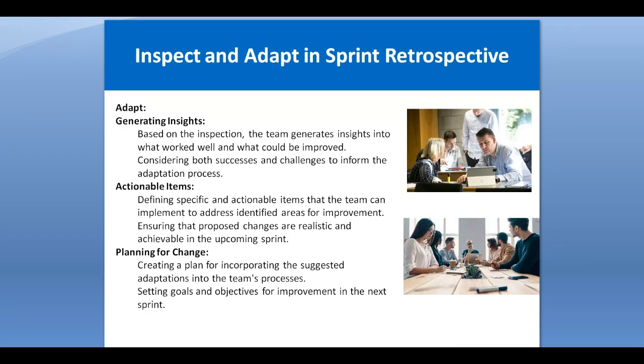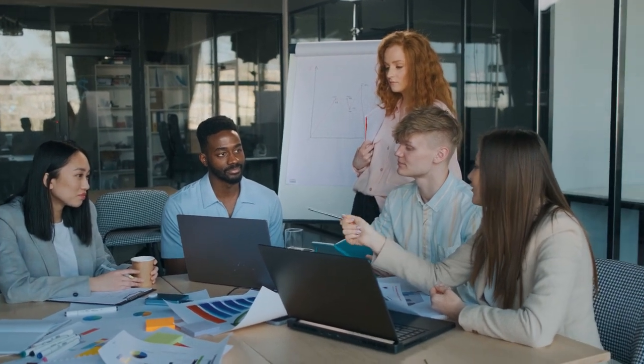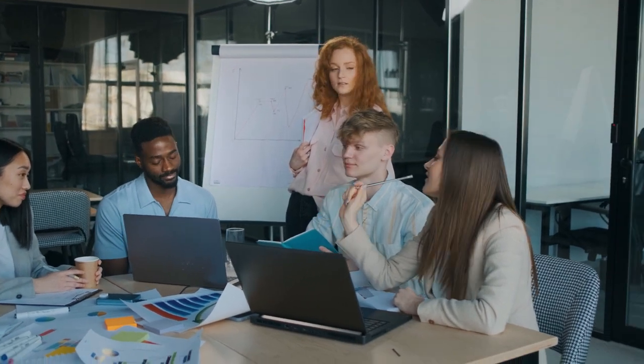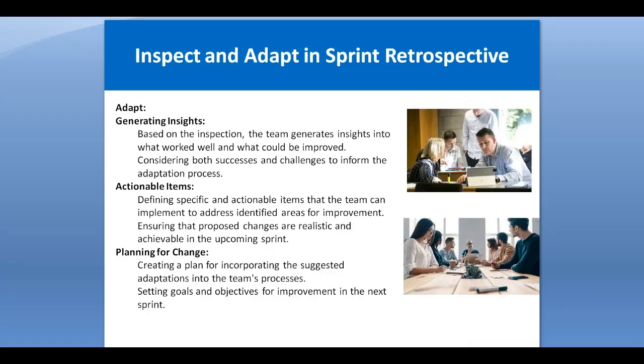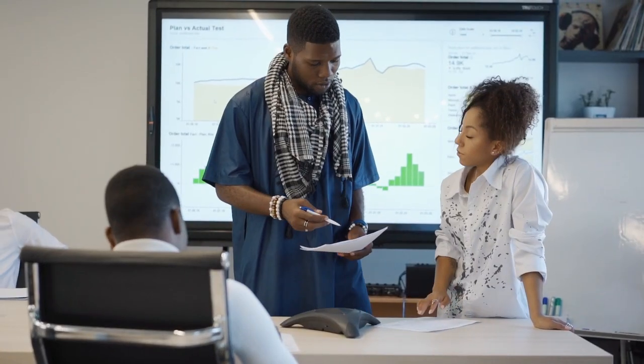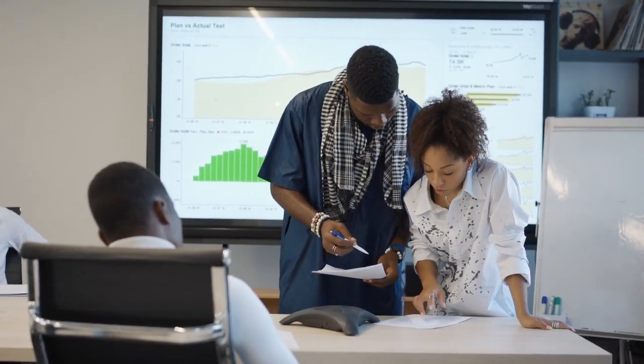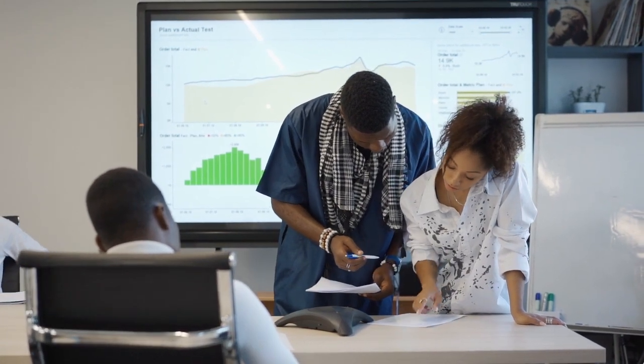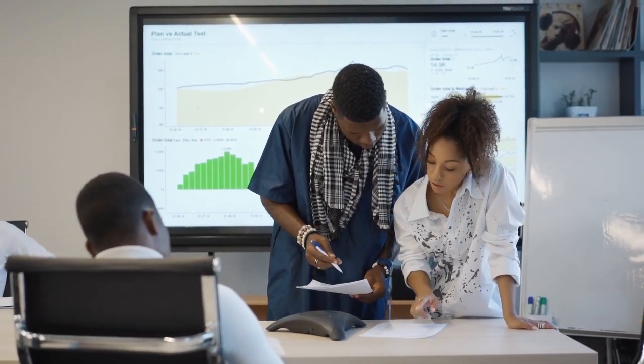Remember one thing, friends: the changes you are discussing should be realistic. Realistic means that the action items should be identified based on the team's capability and capacity. There should not be any unrealistic action items. Planning for change means creating a plan for incorporating the suggested adaptations into the team's process, like setting goals and objectives for improvement in the next sprint. So whatever change is coming, it should have a plan.